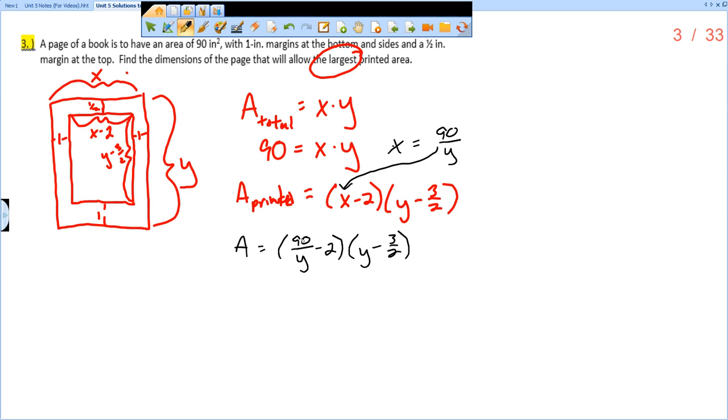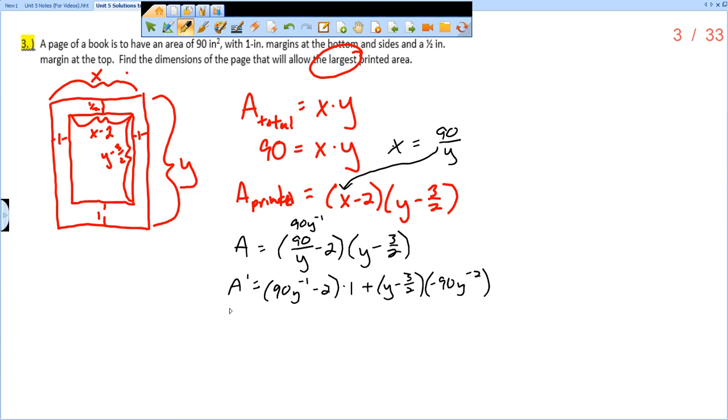First thing I want to remember is this 90 divided by y is just 90y to the negative first, so when I take the derivative, I have it a little bit easier. You can start off by using the product rule if you want. So A prime is going to be 90y^-1 minus 2 times the derivative of y minus 3/2, which is just 1, plus (y - 3/2) times the derivative of 90y^-1. So that would be negative 90y^-2. And then minus 0, obviously.